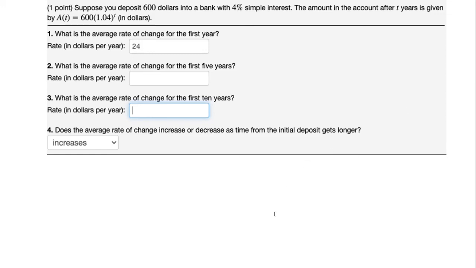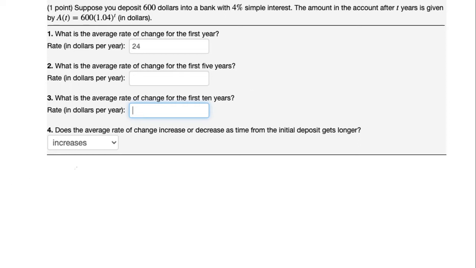So suppose we deposit $600 into a bank with 4% simple interest. We have the accumulation function a of t, that is how much amount is in the account. And we want to find the average rate of change for the first year, first 5 years, and first 10 years. So the way we're going to do this is by finding the slope.